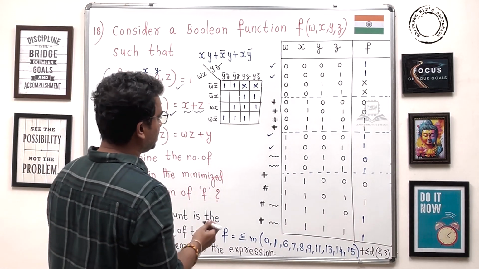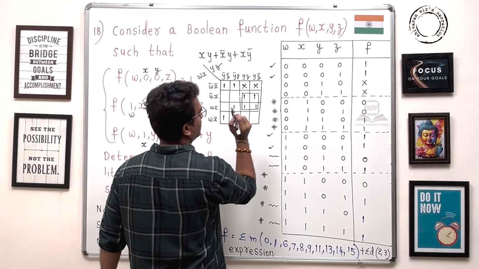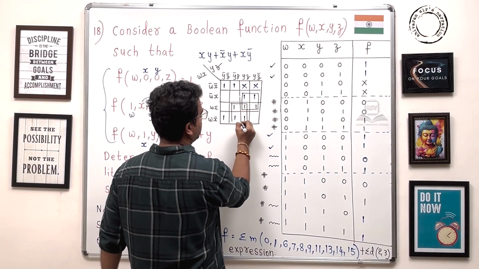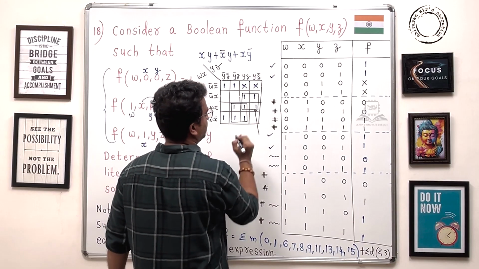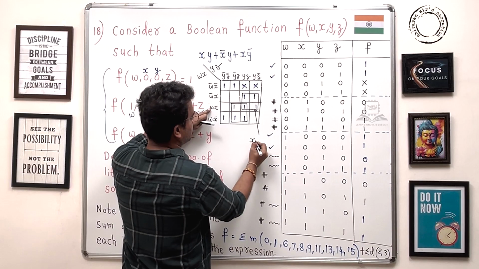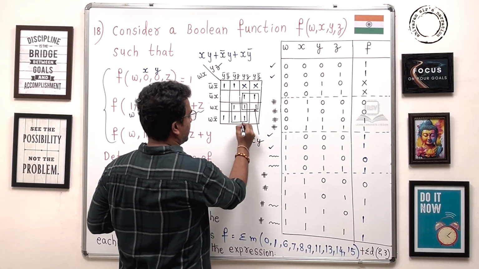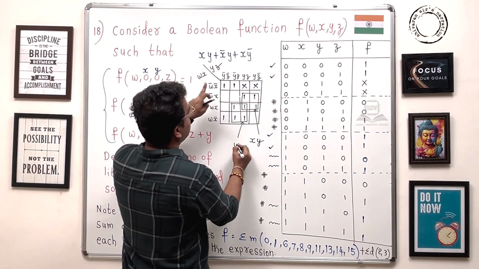Now, here you can take one quad here. And again you can take one quad here, isn't it? Yes. Therefore, this is the quad. What is that guys? W bar gets cancelled, x. And this, y. Again this, w and z.